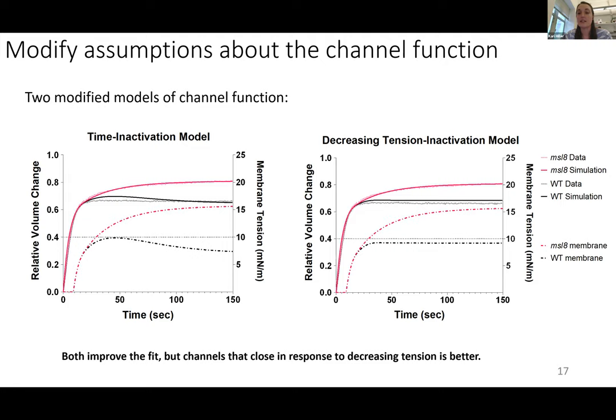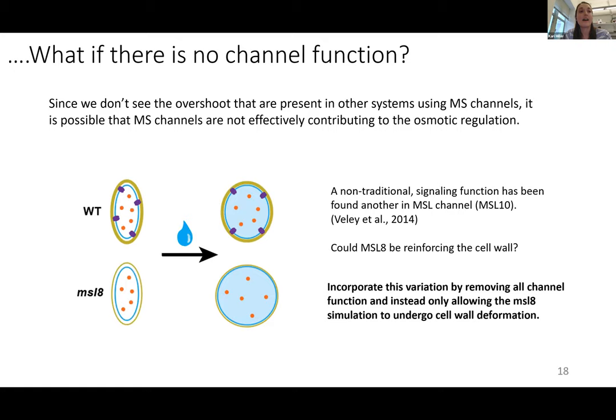One thing that we got to thinking about after developing this, and thinking this is getting a little bit complicated, was: what if there actually just is no channel function? We don't see an overshoot present in this system like there is in other systems. So it's possible that maybe the MS channels just really aren't doing anything related to osmotic regulation, and it wouldn't be totally unreasonable because other MSL channels like MSL10 do have a non-traditional signaling function. So I thought it might be worth exploring this possibility, although this is the opposite of our original hypothesis, that maybe MSL8 really isn't contributing to the osmotic regulation.